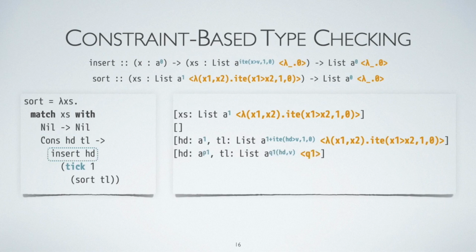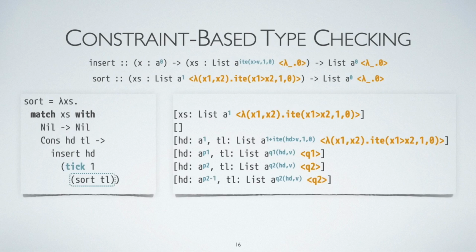In the top-down phase, we don't really know how to split the potential, so we create symbolic potential annotations and generate constraints among the symbols. Note that the call to sort is wrapped by a tick expression, so we need to use the potential to pay for the tick. For simplicity, let's assume that the type checker uses the potential stored in head to pay for the tick. So in the context for type checking the call to sort, the annotation on head becomes p2 minus 1.